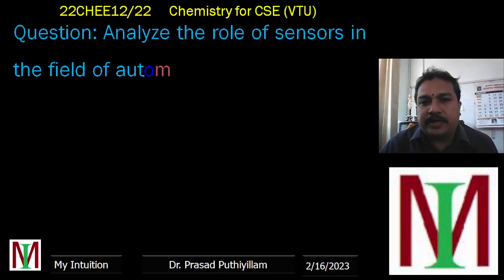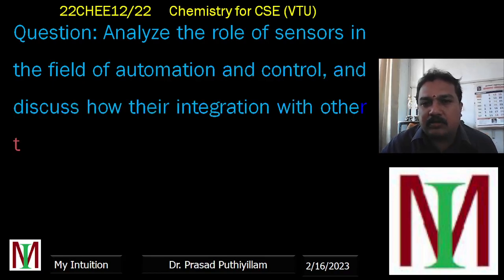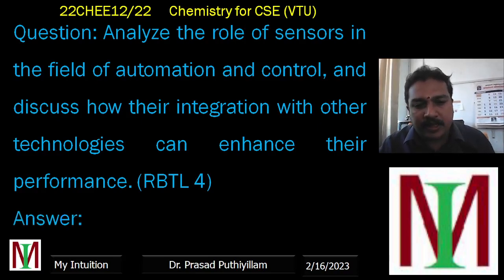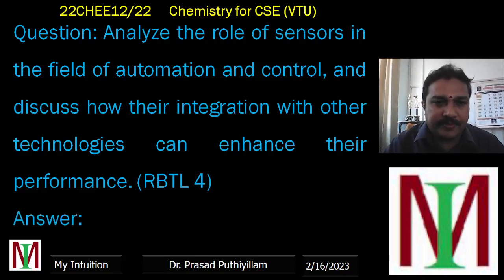Next question: analyze the role of sensors in the field of automation and control. Discuss how their integration with other technologies can enhance their performance. This is a level 4 question, a revised Bloom's taxonomy level 4 question. Therefore, the answer should be of that standard.